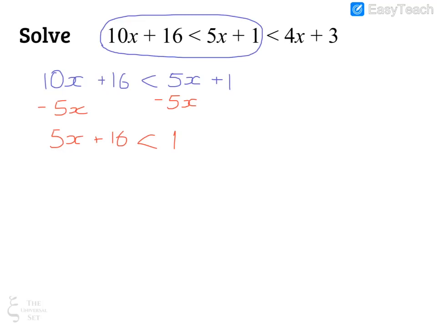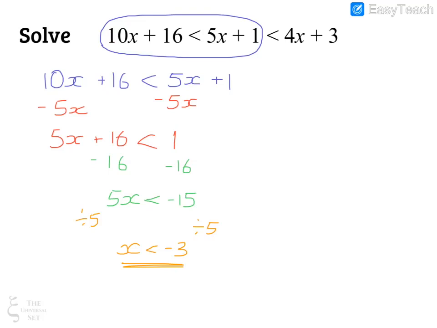Now I'm going to have to take away that 16. So being careful here, because we're going to get into negative territory. That leaves me with 5x is less than negative 15. Final step for this one then, we're going to divide by 5. Divide by 5 over here as well. And that leaves me with x is less than negative 3. So there we go. So solving that purple part, we need x to be less than negative 3.